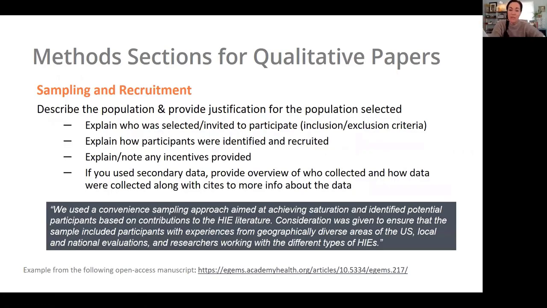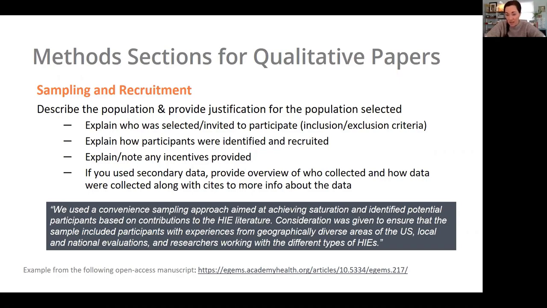After your overview statement, you typically describe your sample and your recruitment. So you're going to describe the population that you're studying and provide justification for why that population was selected. You'll explain who was selected, how they were invited to participate, any exclusion or inclusion criteria, and how those individuals were identified and recruited. Is it a convenience sample? Is it a snowball sample? How did you go about identifying those individuals? Note any incentives that are provided for participation in the research.